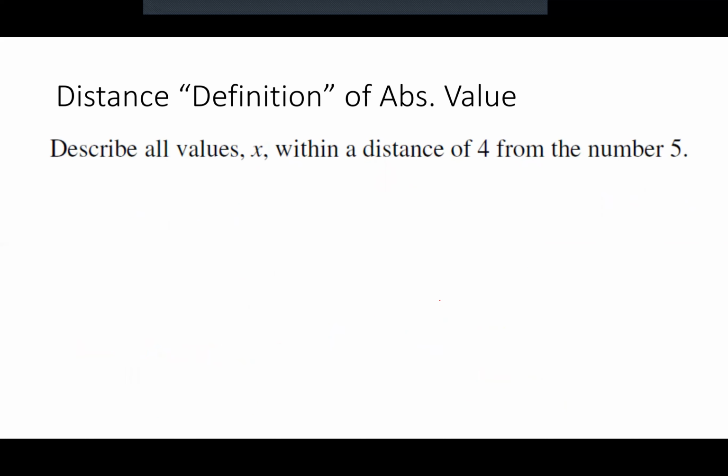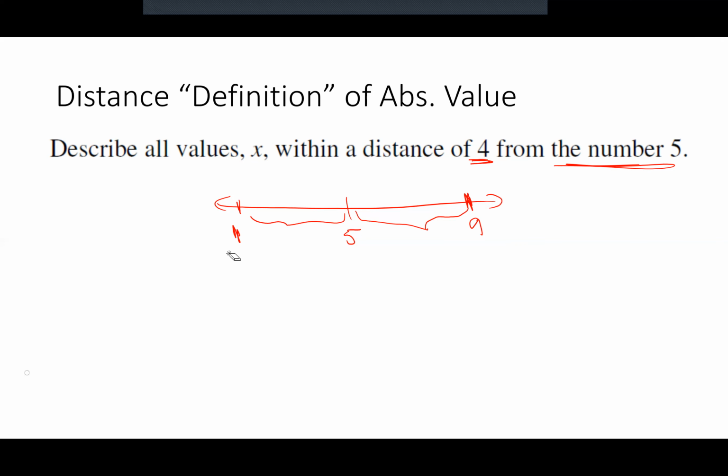Now, what we're going to do is extend this a little bit. We're going to describe all values within a distance of 4 from the number 5. So pause the video and sketch these numbers out on the number line for me. Okay, so we're saying a distance of 4 from the number 5. So we're going to start with 5. And we want everybody within a distance of 4. So 4 units away from 5, that's going to put me at 9 to the right. And 4 units to the left is going to put me at 1.